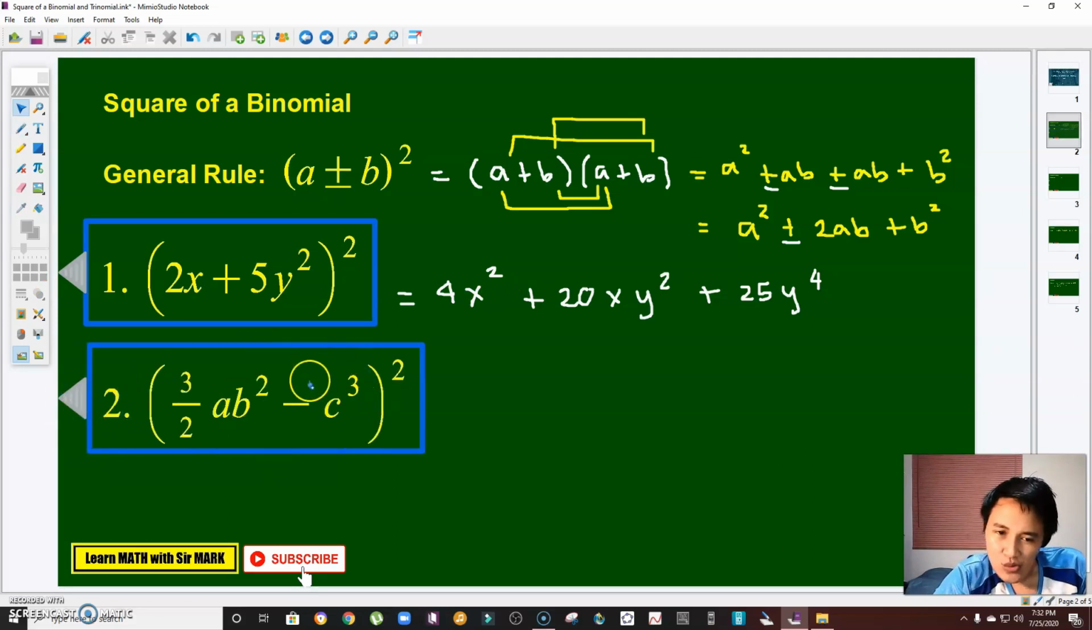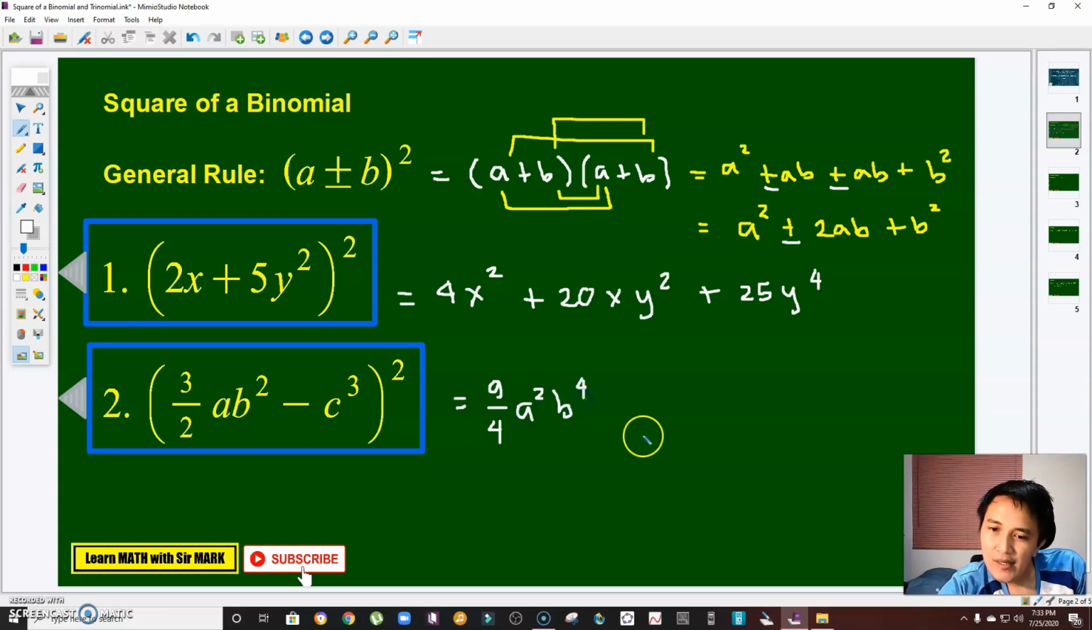Next, let's have problem number 2. Suppose you are going to square (3 halves ab squared minus c cubed). Same procedure. If I'm going to square this, that will result to a trinomial. And the first term of that trinomial is just the square of the first term of your binomial. So that is 3 halves squared, that is 9 over 4. See that? Then ab squared, squared, that will be a squared b to the fourth.